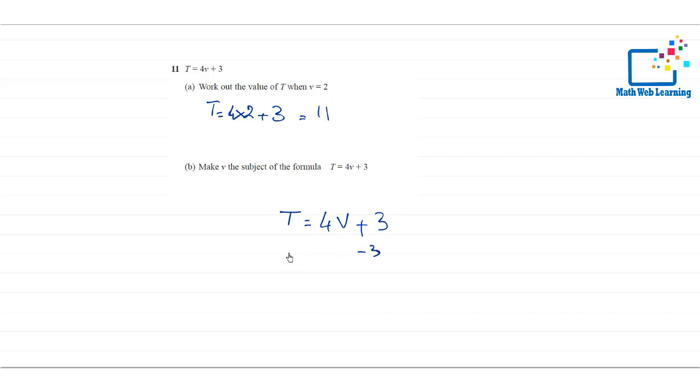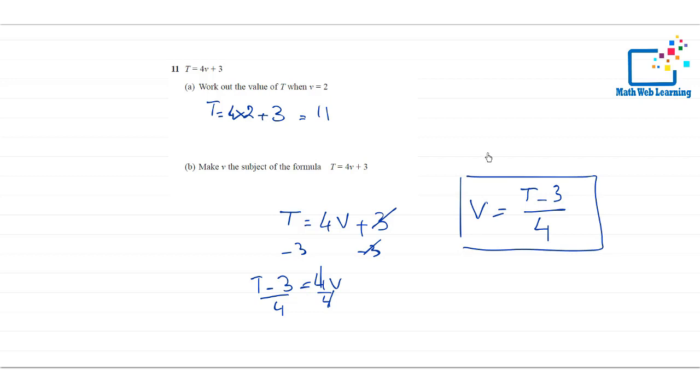So I do minus 3 first, so that gives me T minus 3, and the 3 will eliminate from this side, you'll be left with 4V on this side, and then you divide by 4 both sides. So basically the expression is V equal, this 2 will eliminate, T minus 3 over 4. That's your answer.